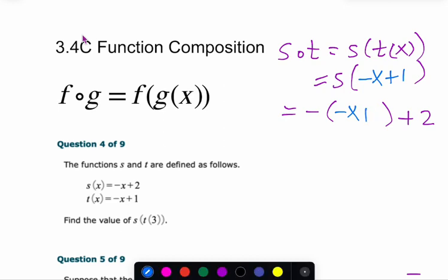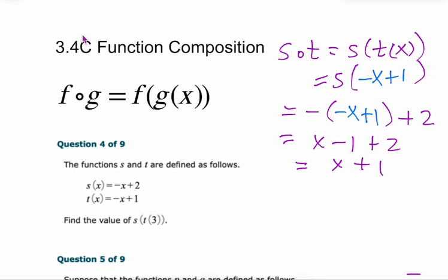So because of that, you're just going to simplify as much as you can. You can't do a whole heck of a lot. That negative that's outside the parentheses, we can distribute to give us x minus 1 plus 2, or S of t is x plus 1. Now, that is if there wasn't an actual numerical input that they have mentioned.